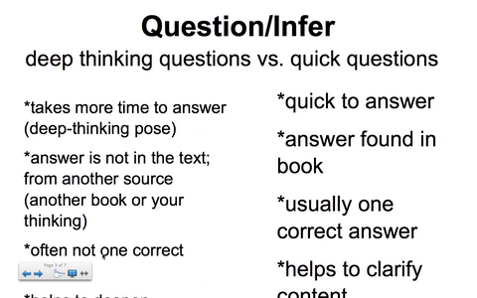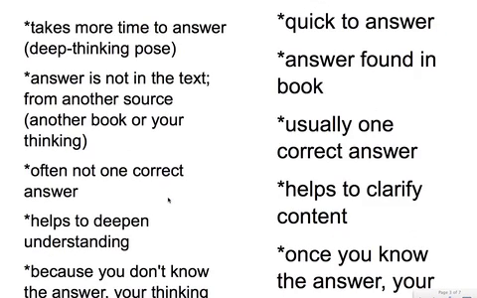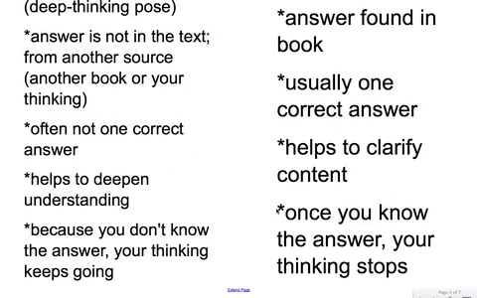The next piece is questioning and inferring. There's two types of questions you need to think about. Your deep thinking questions and your quick questions. Quick questions are just that, quick. They're found in the book. We call those literal questions or right there questions. They help you understand what's going on. They clarify the content. That means you didn't know what color Rachel's hair was. There it says it right there in the text. Now you can help visualize her a little better. With a quick question, once you know it, you're done. You stop thinking about it.